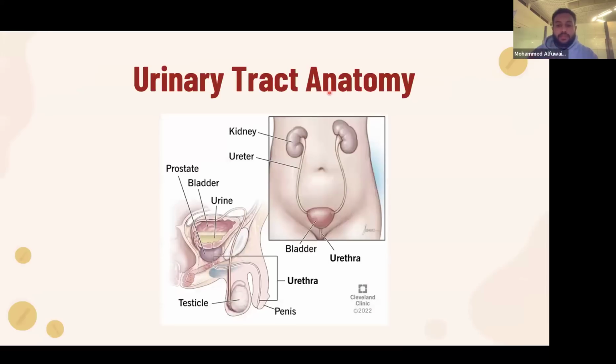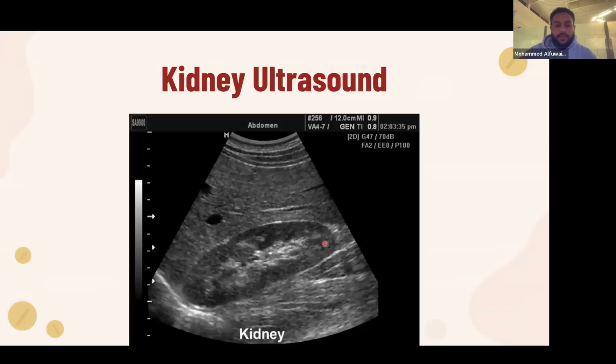So to start off with, it's just simple urinary tract anatomy that we learned back in first year. We have obviously two kidneys that are located in the posterior abdominal wall, retroperitoneal, and then we'll have the two ureters that drain into the bladder and then the urethra. That's just as simple as that is.